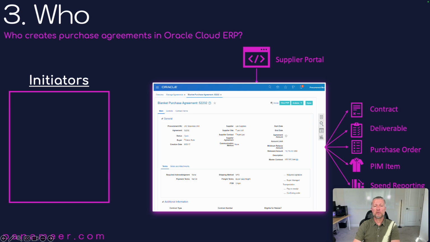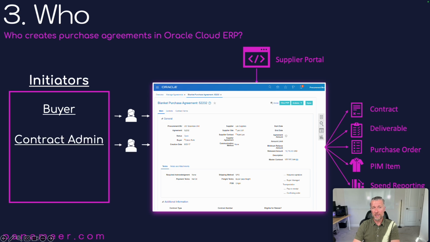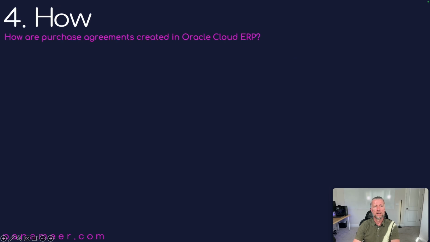Who creates purchase agreements in Oracle Cloud ERP? Well, let's take a look at the initiators. First, there are the buyers. Then there are the contract administrators. So remember, sometimes you can spawn a purchase agreement from within a contract line. And then there are the sourcing specialists. I'm not as crazy about using these because they're a bit more problematic, especially if you have contracts installed, but a sourcing specialist could award a negotiation to a purchase agreement. Again, not likely or suggested if you have contracts.